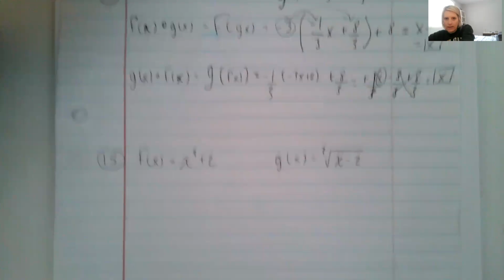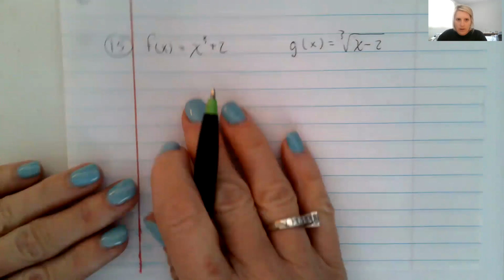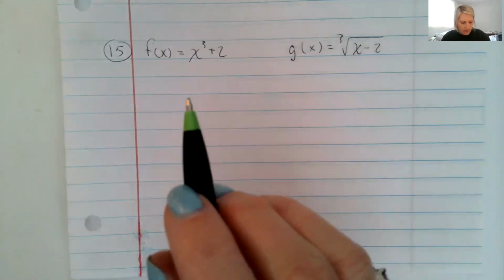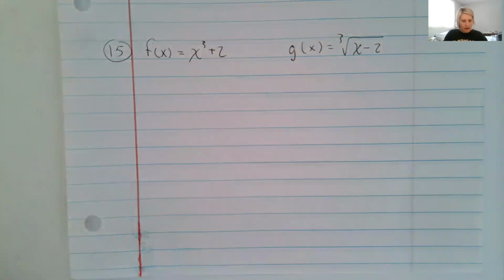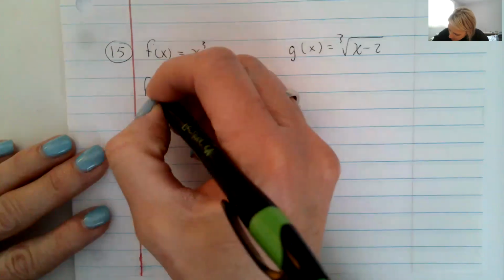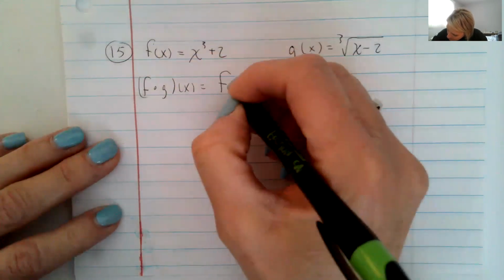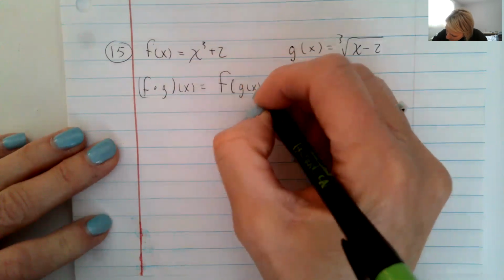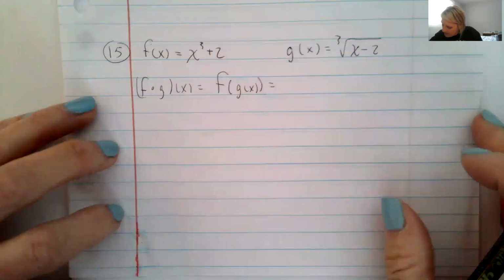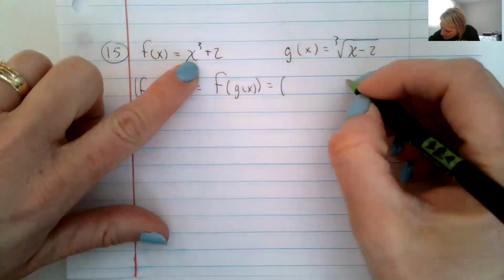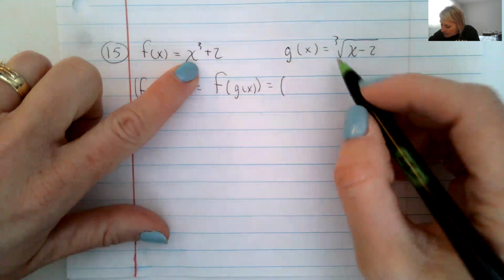So let's look at 15. 15 is giving us two functions, f of x and g of x. Go ahead and take a minute to write those down. And we are going to compose them together. So we are going to compose f composed with g of x. So f is the main function and g of x is going to go in for the input. So we have something cubed. That something cubed is my g of x function.